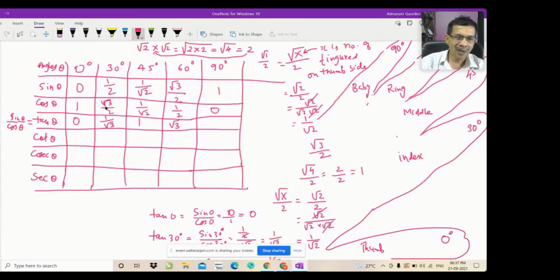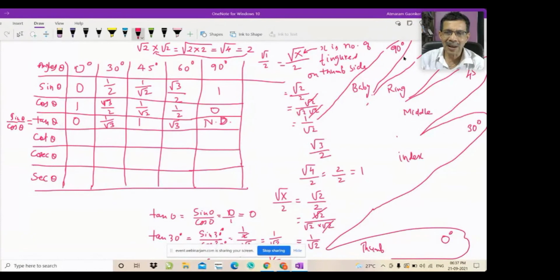Tan of 30 is half divided by root 3 upon 2. So 2 and 2 get cancelled, so it is 1 upon root 3. And tan of 45 degrees is 1 upon root 2 divided by 1 upon root 2, that will become 1. And tan of 60 degrees is root 3 by 2 divided by half, and it becomes root 3. And tan of 90 degrees is not defined, that is ND. It is not defined.